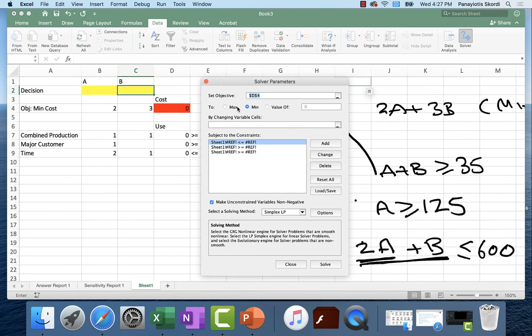What's my objective? My objective is my cost. What do I want to do with it? I want to minimize it. I don't want to maximize it. I want to minimize it.